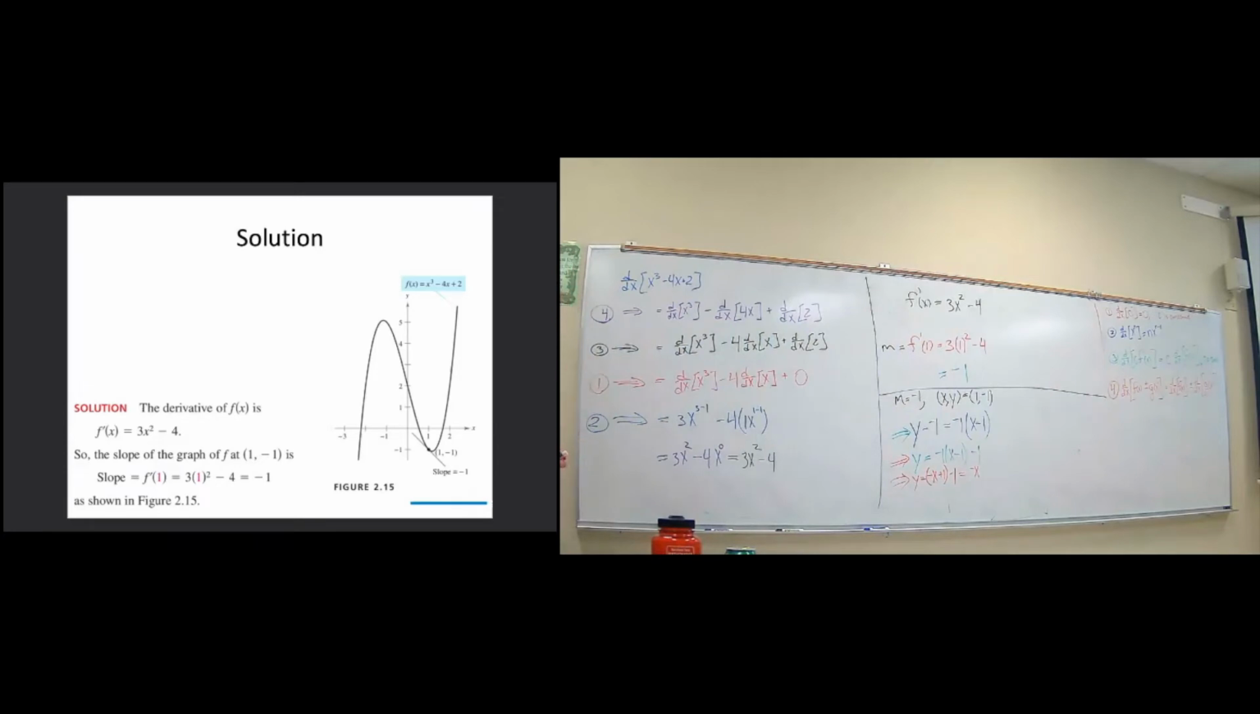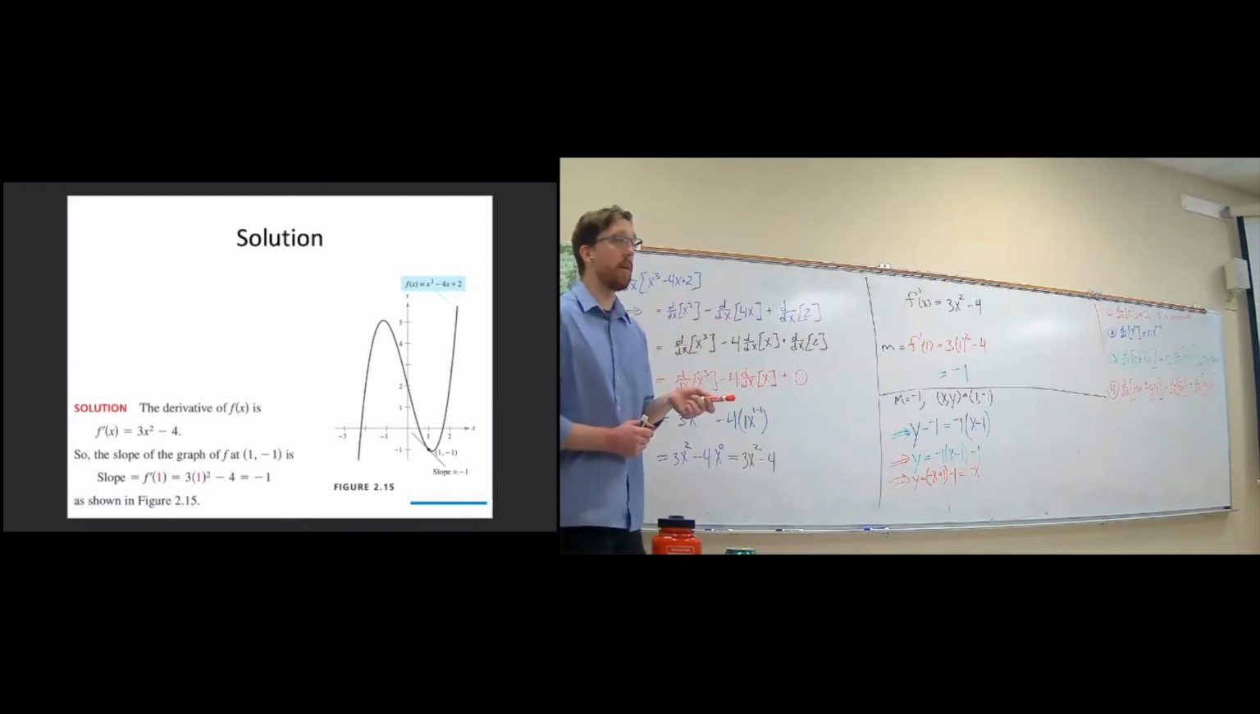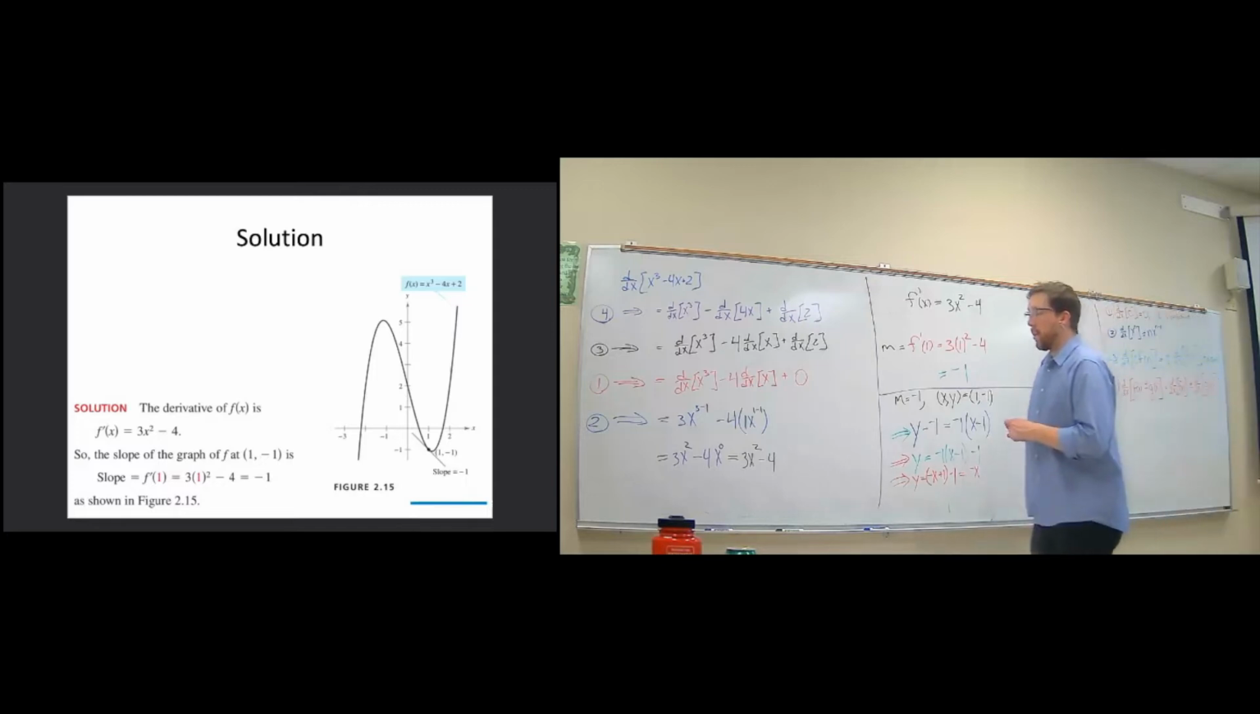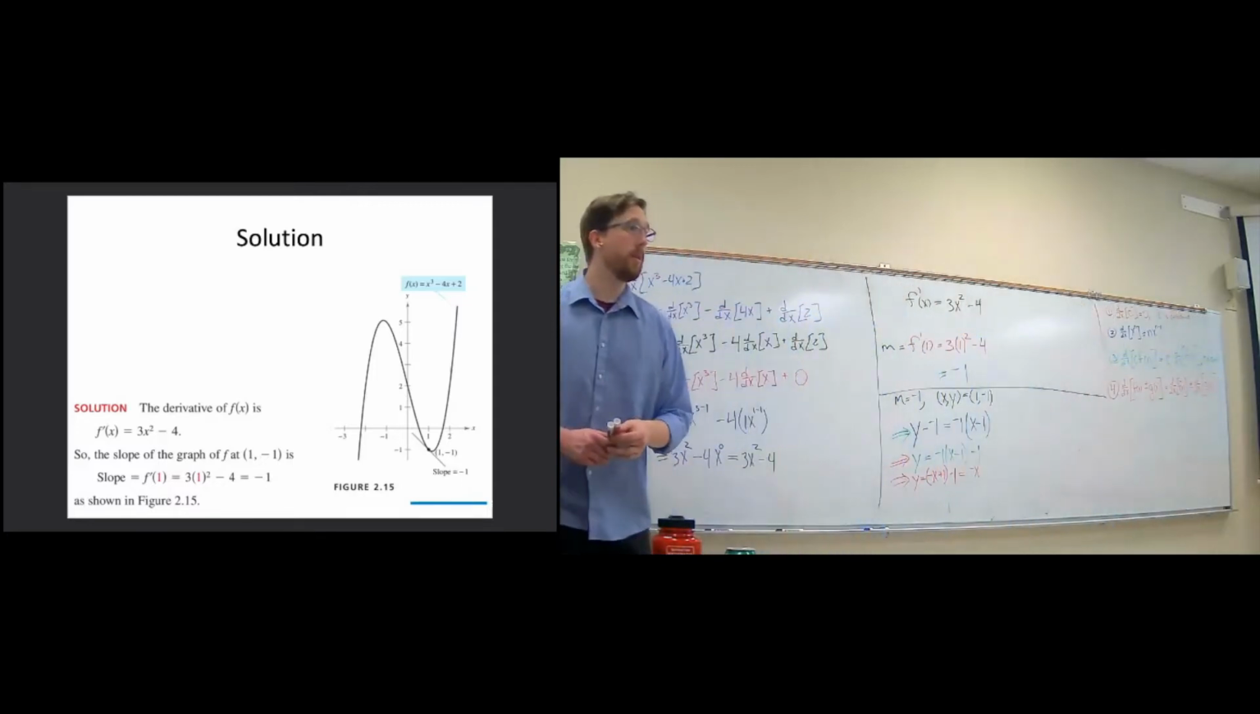So what we just found was the derivative of our function. Then we said, all right, we want the slope of our tangent line, or of the line tangent to our function, at the point 1, -1. So we want the slope of this line. So plug in 1 into our derivative. That gives us the slope of our tangent line is -1. And then we used point slope form to find the equation of that line.